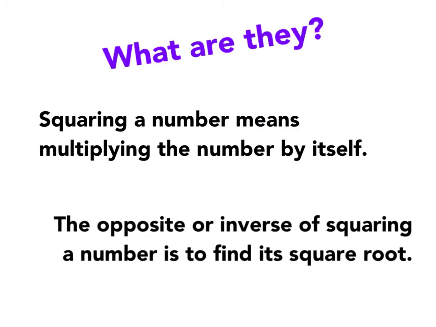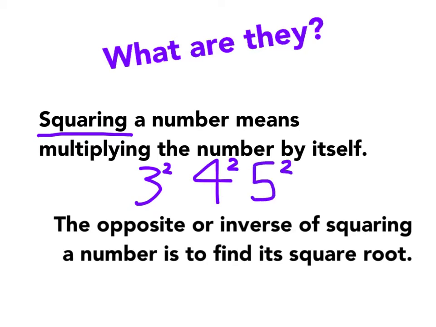Okay, what are they? Finding the square, or squaring a number, means multiplying the number by itself. Most of you will probably be pretty familiar with this, so what does that actually look like? How do we represent squaring a number in mathematics? 3 squared. We draw the square, or the 2, on the top right-hand side of the number in small font. 4 squared, 5 squared. That's just how I draw it.